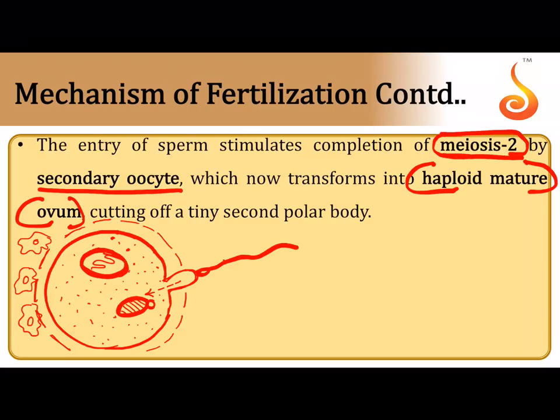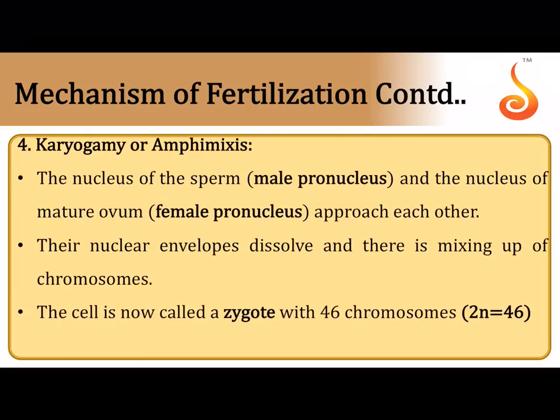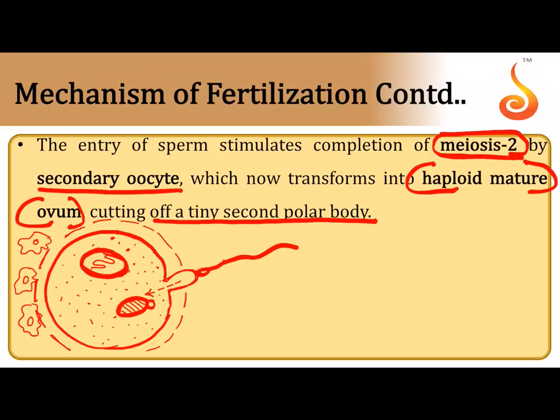And now this cell becomes what? This cell becomes a, what does it become? Ovum. And it cuts off a tiny daughter cell. If you remember the schematic representation of oogenesis, when the secondary oocyte completes its meiosis II, the meiosis II is unequal. You get a larger ovum, and a smaller cell that is cut off is referred to as the second polar body. Clear? So I will try and depict it for you over here, what exactly is happening.